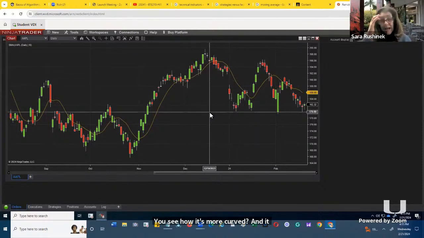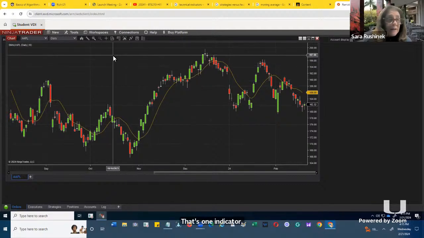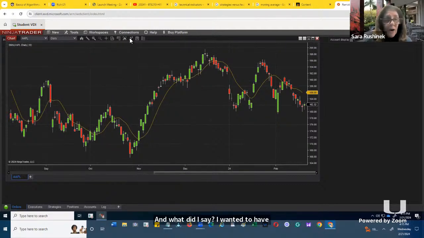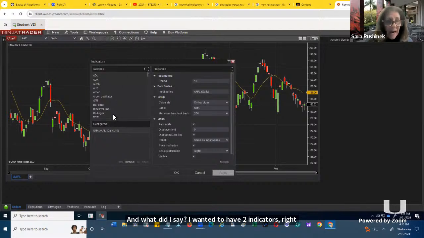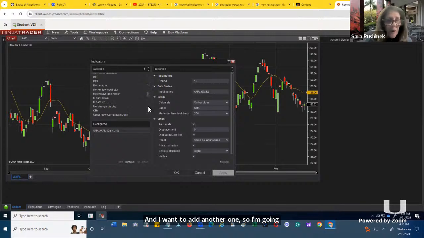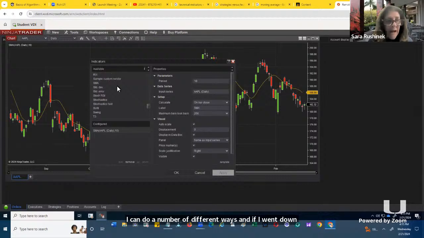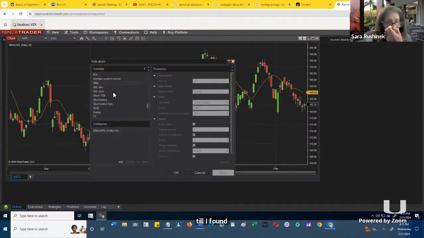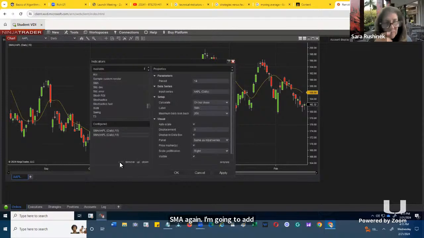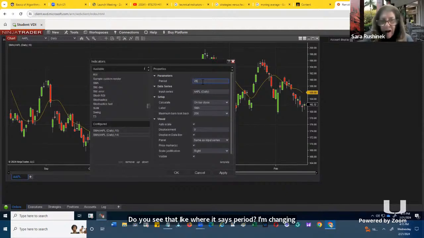That's one indicator. And what did I say? I wanted to have two indicators, right? So I'm going to go back to indicators and I want to add another one. I can do it in a number of different ways. I'm going to go down till I find SMA again, and add another one. In this case, I want 25. So where should I change it? Right here where it says period. Do you see that, Ike, where it says period? I'm changing it to 25.